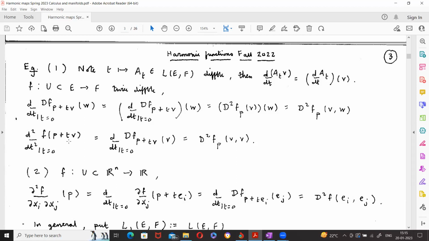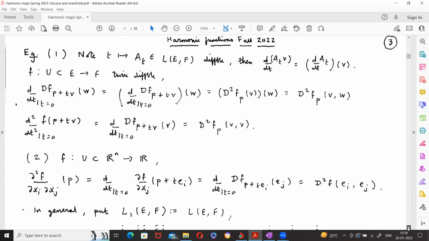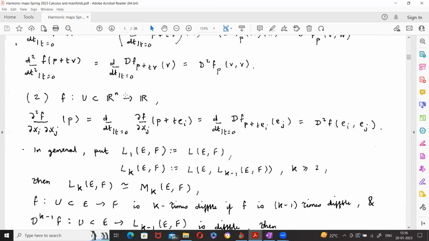Okay. So how do we relate this to second order partial derivatives? Suppose f now, let's come to a more concrete setting. Suppose f is going from R^n to R. So we can talk about its second order partial derivatives. So what will the second order partial derivative del squared f del xi del xj at p be? By definition, this is del xi of del f del xj.